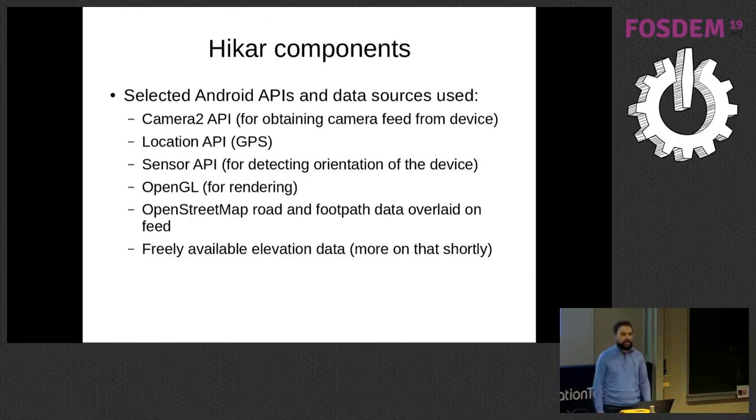So the Camera 2 API for basically getting the camera feed off the camera device. The Location API for getting your GPS position. The Sensor API for detecting the orientation of the device, which is critical. So are you facing north, south, east, or west? And also, how is the device oriented? Is it standing straight, or is it at a tilt?